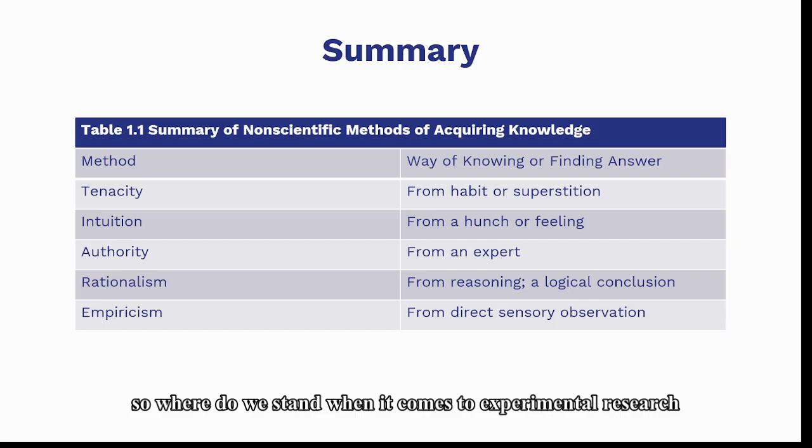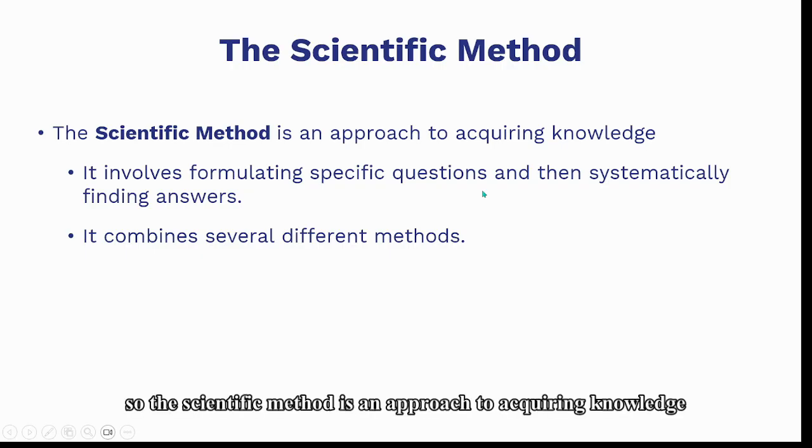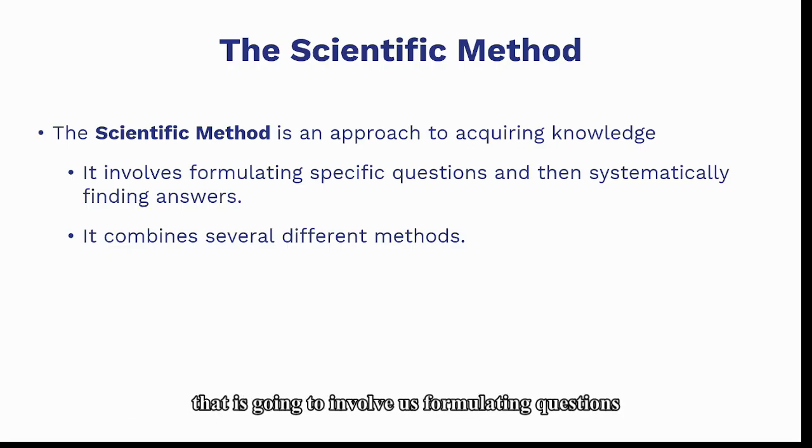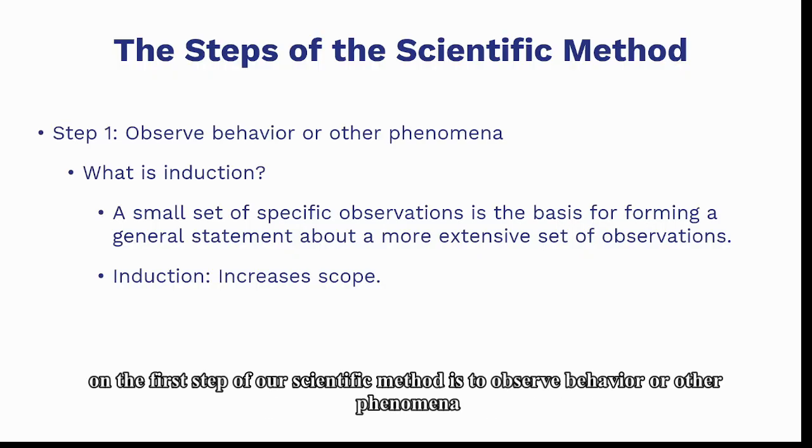So where do we stand when it comes to experimental research? We stand on the scientific method. So the scientific method is an approach to acquiring knowledge that is going to involve us formulating questions and then systematically finding answers to those questions. And it combines a lot of different methods. The first step of our scientific method is to observe behavior or other phenomena.